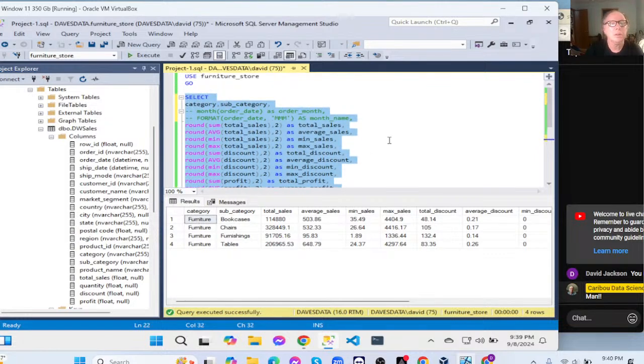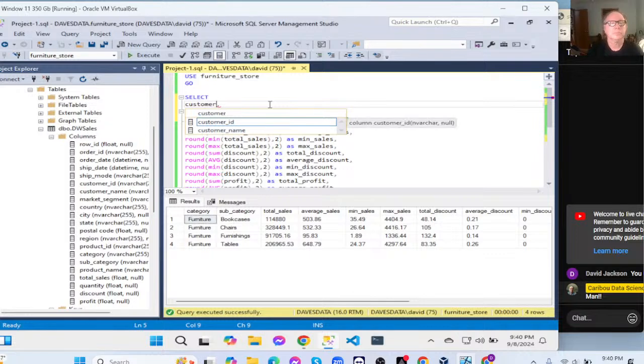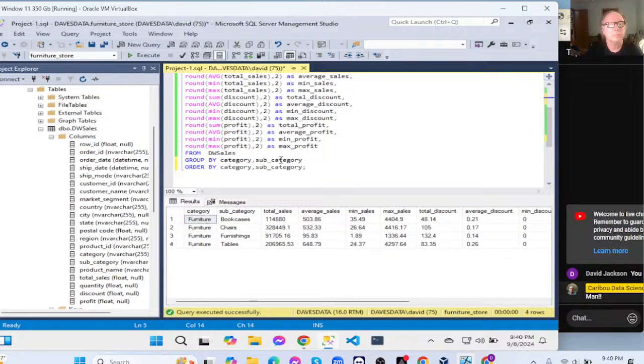Okay, this one here looks pretty simple. Profile. I don't know what profiles mean. Summarizing total profits. So we got that. Do we want customer name?